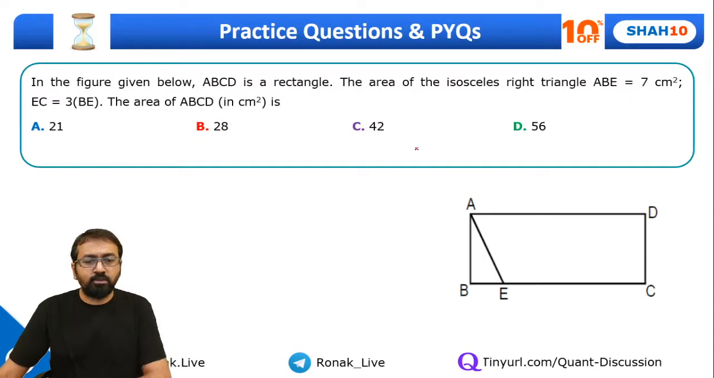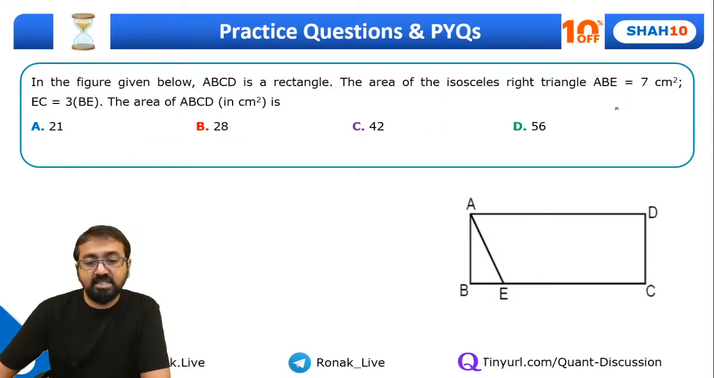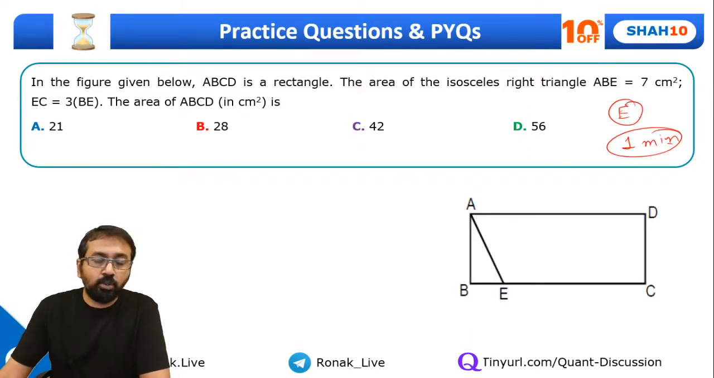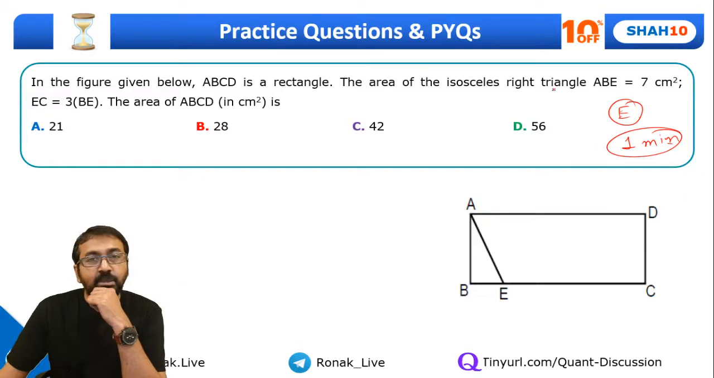Right, so let me give you one more question, and again this is an easy question. Once again, you should not take more than a minute, so please start doing it quickly and then tell me. Yes, I'm waiting for your answers. Please try it. It's again a simple rectangle figure ABCD and the area of isosceles right angle triangle ABE.